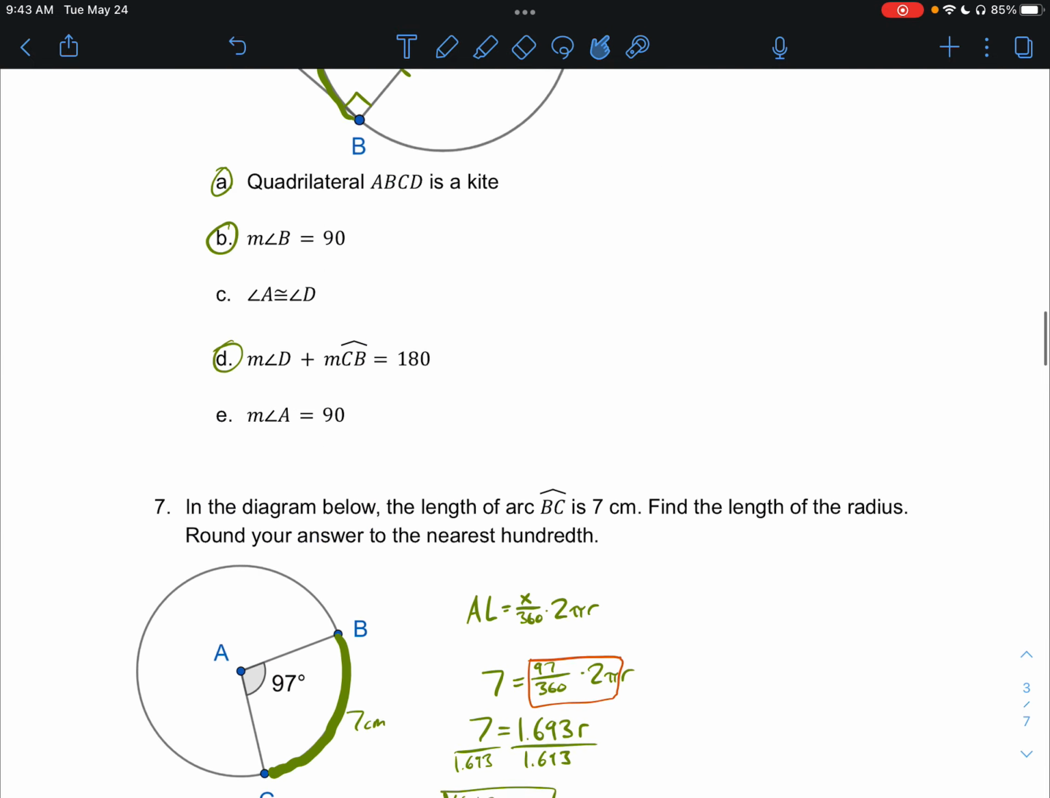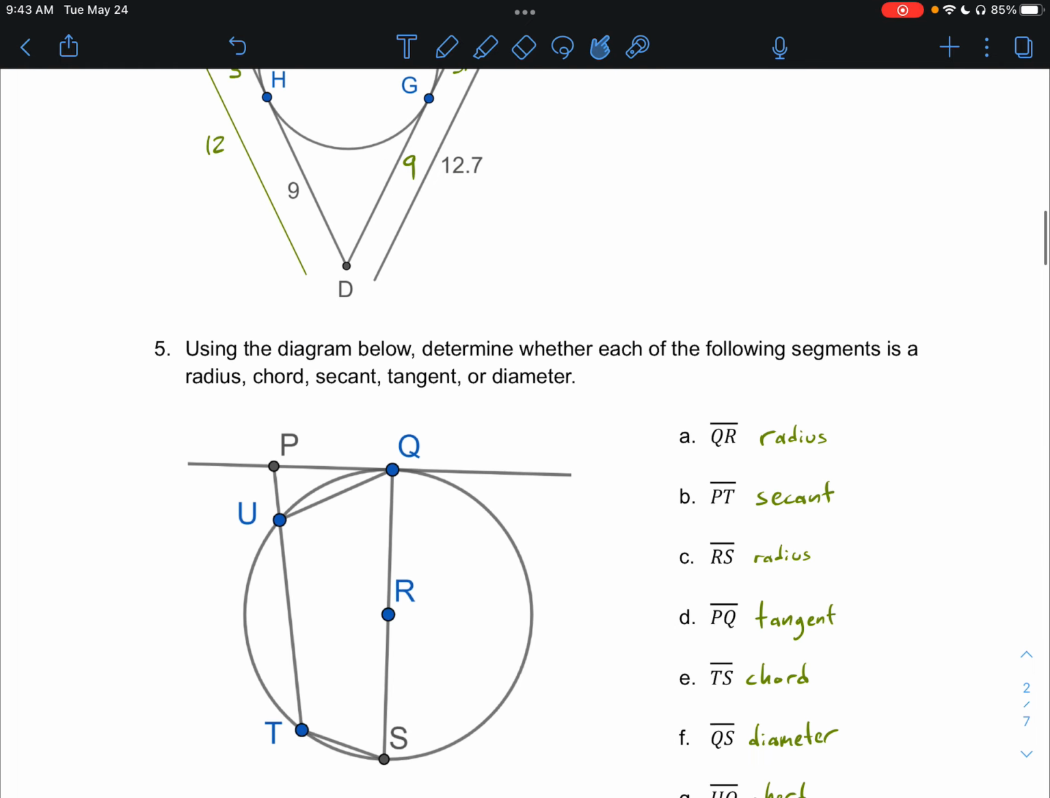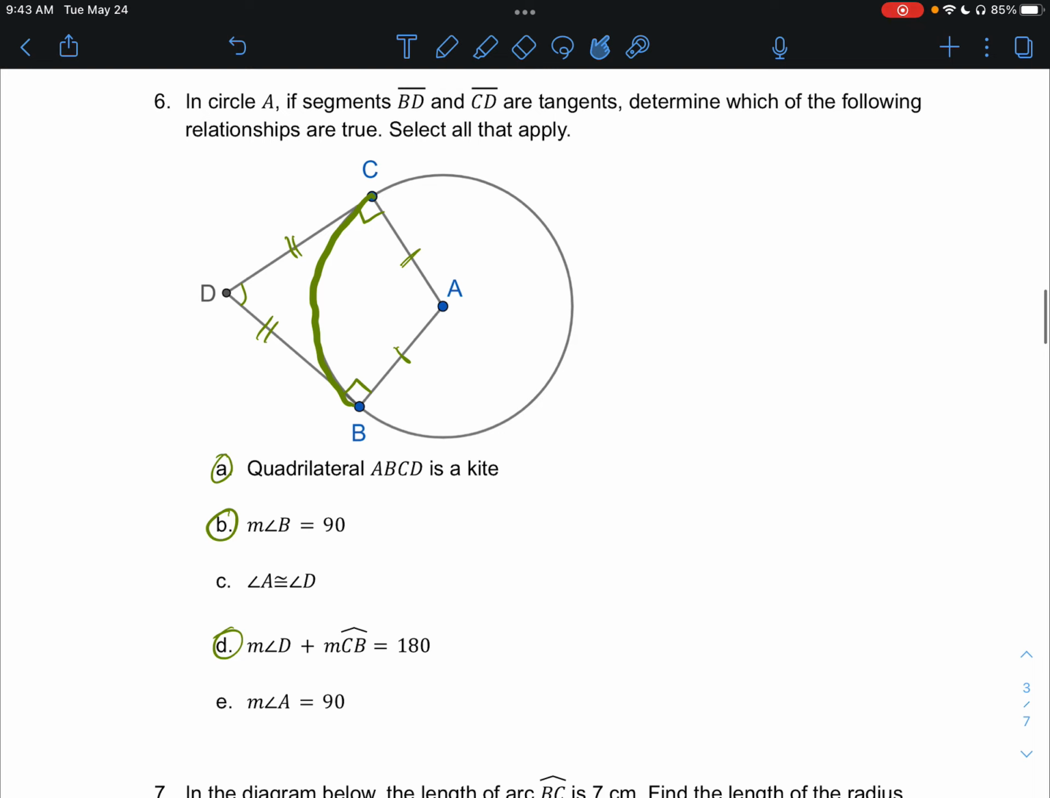As I said, tomorrow's test will look very similar. Not exactly the same, but if you can do this stuff on here, you can do this stuff on the test. Please ask me if you have any questions.